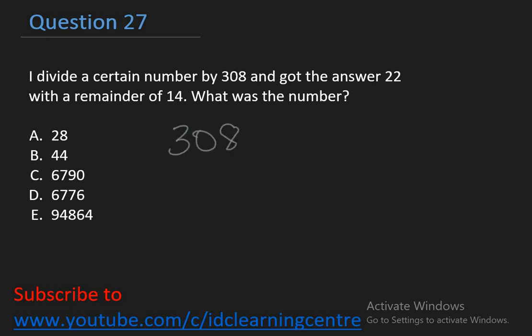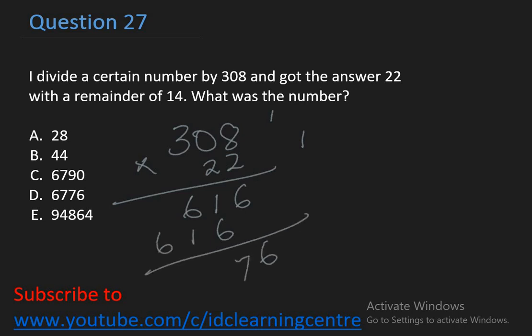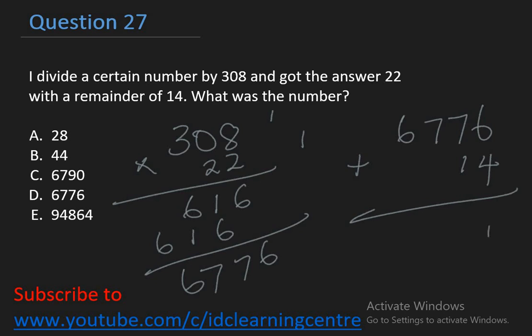So 308 times 22. 2 times 8, 16, 6 carry 1. 2 times 0, 0 plus 1, 1. 2 times 3, 6. Sum this is 6, 7, 7, 6. Right? Good. So 6, 7, 7, 6 plus the remainder, which is 14. 4 plus 6, 0 carry 1. 7 plus 1, 8 plus 1, 9. 766,790. C is the answer.